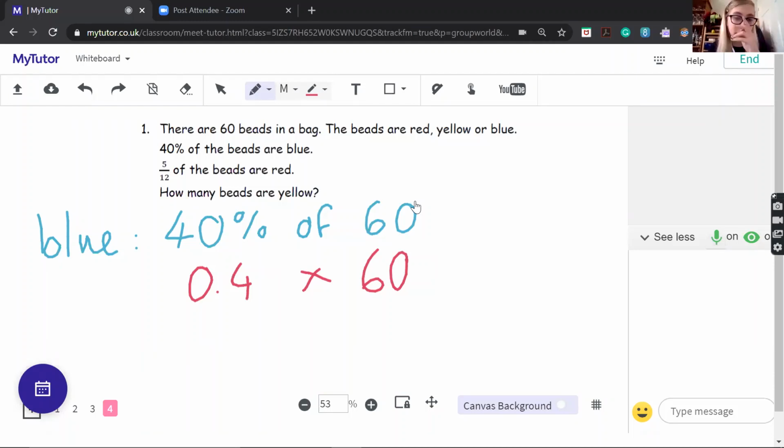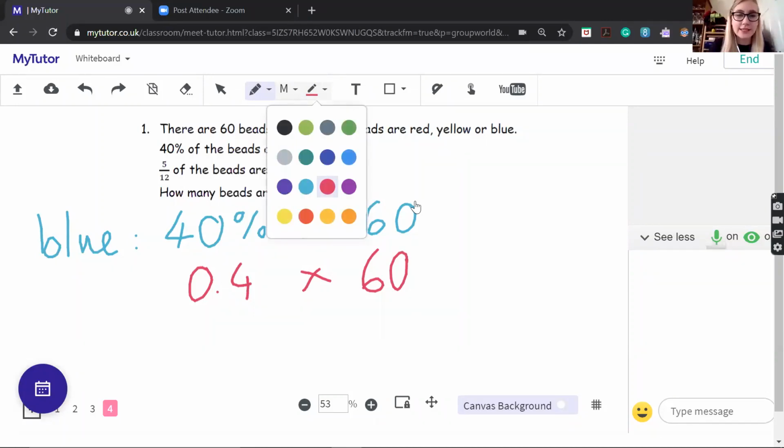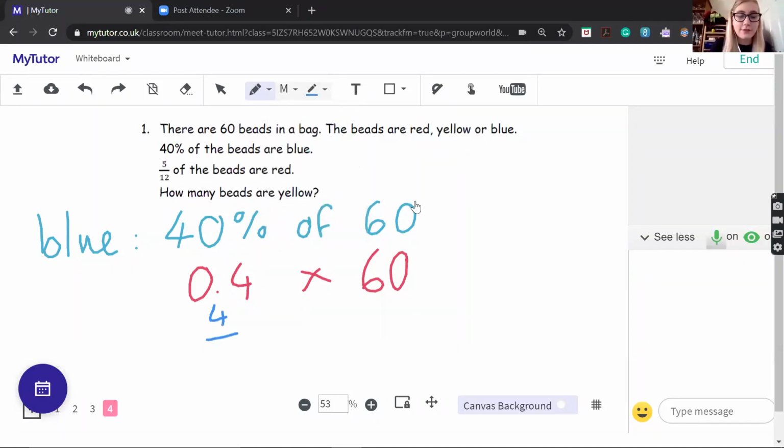And let's say that this is on a non-calculator paper. The way that we can do something like 0.4 times 60 is either then make this decimal into a fraction, or see that 0.1 times 60 is a tenth of 60. That's kind of making it a fraction anyway. Basically, what I'm saying is that this is like 4/10 of 60, and then 1/10 is 6. So we times that by 4 and we get 24 of them are blue.